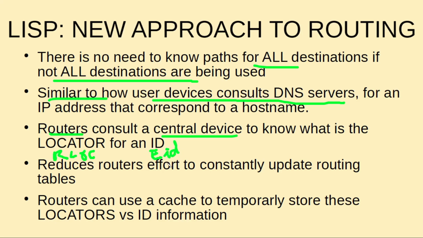So with LISP, routers reduce their effort of constantly updating a large routing information base that contains destinations that the router is actually not moving traffic to. So what LISP routers do is actually have a cache where they will store this RLOC to EID information that they just received from this central device.